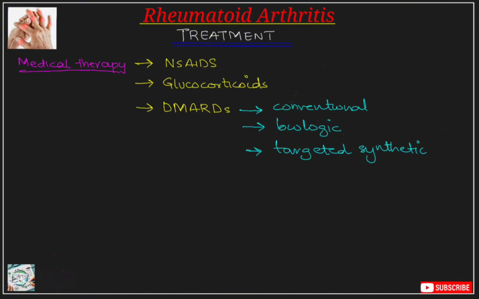The rheumatoid arthritis treatment occurs in two distinct phases. Number 1 is managing acute flares using NSAIDs and glucocorticoids to quickly control the symptoms. And number 2, long-term remission and disease control using DMARDs with a short-term glucocorticoid bridge until the DMARDs take effect.